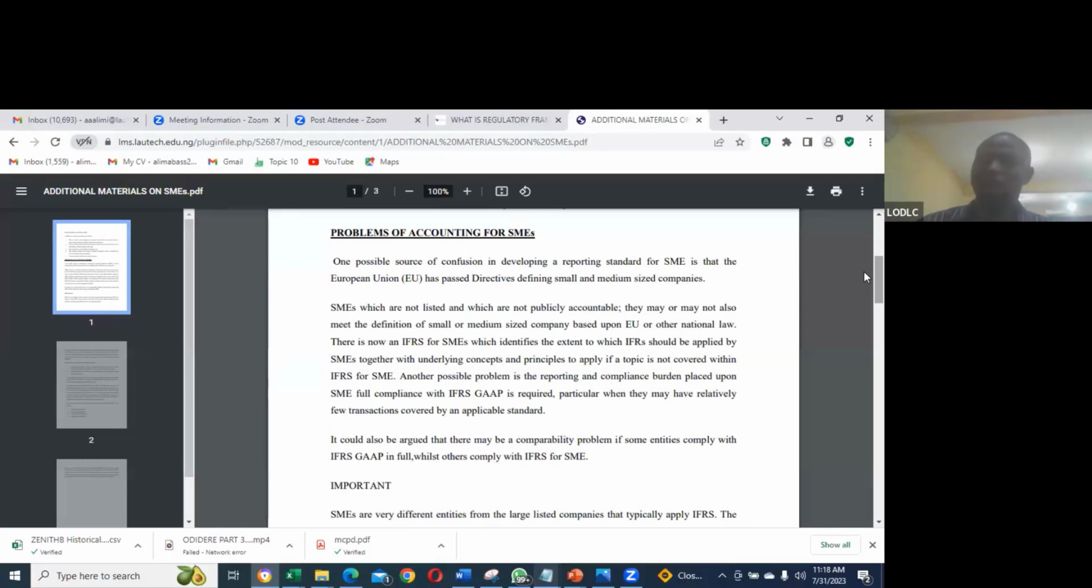Is that clear? So another possible problem that we may encounter here is the reporting and compliance burden that has been placed upon SMEs by full compliance with IFRS GAAP, particularly when they may have relatively few transactions covered by an applicable standard.